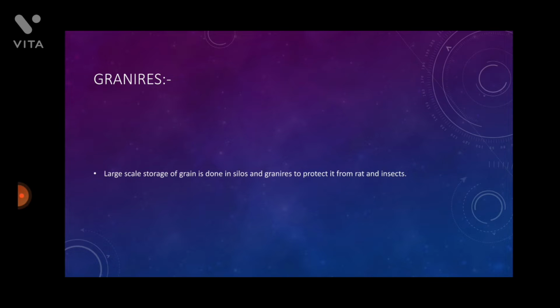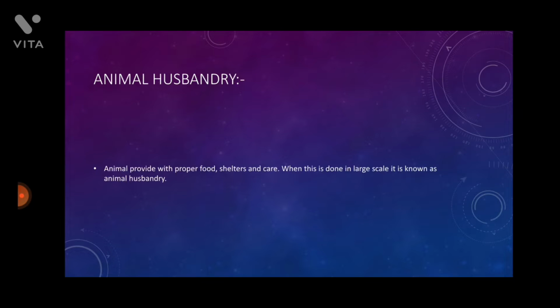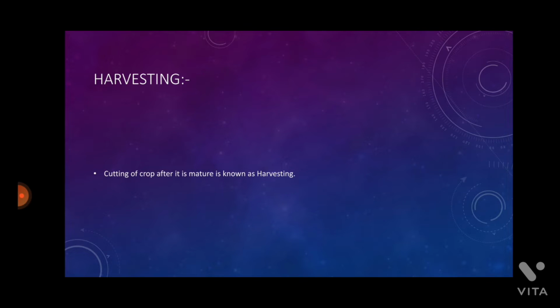Next is granaries. Large scale storage of grain is done in silos and granaries to protect it from rat and insects. Next is animal husbandry. Animal provide with proper food, shelter and care. When this is done in large scale, it is known as animal husbandry.